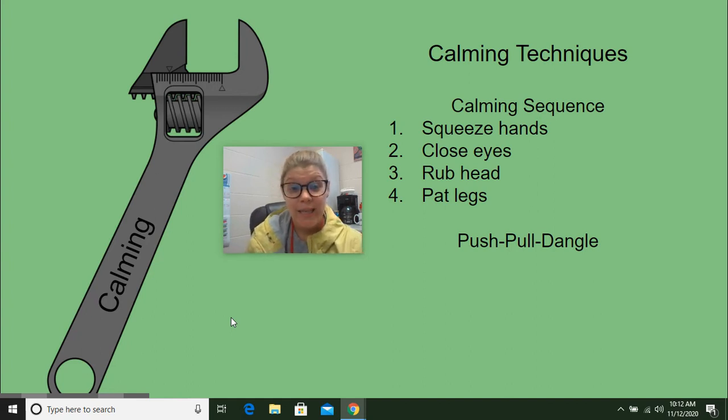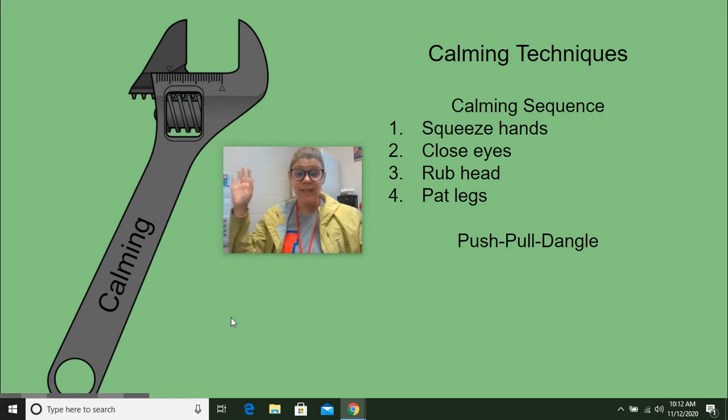And then the next thing is something that I learned. It's just something new. You might have heard this before, or you may not have, but it's a good calming technique if you're sitting in the middle of class and you can't do anything. You can just breathe and you can do this. So it's called the push, pull, dangle. So if you're sitting in your seat in class, you want to take your arms, okay, put them down on the seat of your chair, and you want to push down as hard as you can, okay?